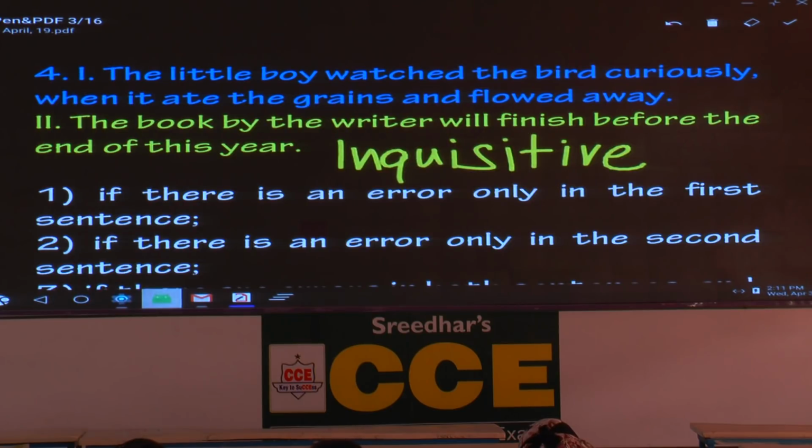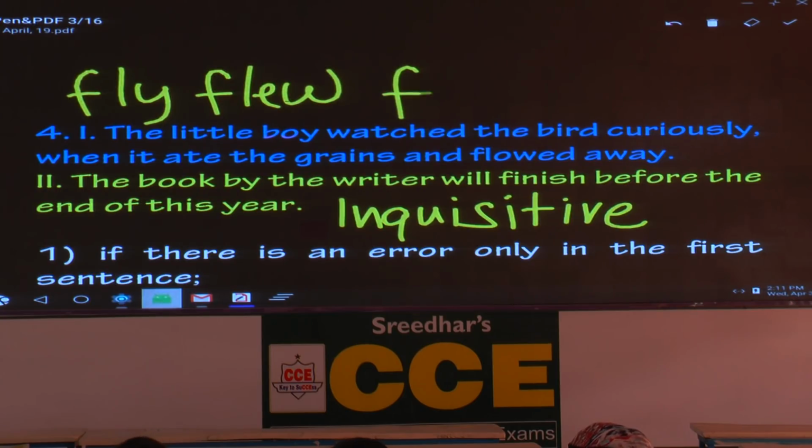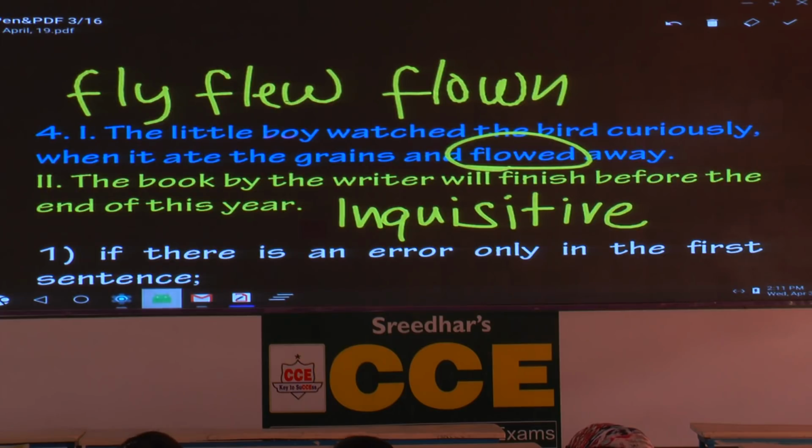The little boy watched the bird curiously, adverb, when it ate the grains and flowed away. So what is the verb here? Please write the verb fly. What is the past form? Flew. What is the past participle? Flown. So is this right? What is the answer? Past tense, past form. Please make a note. When it ate the grains and flew away. That is the right one. So there is an error here.